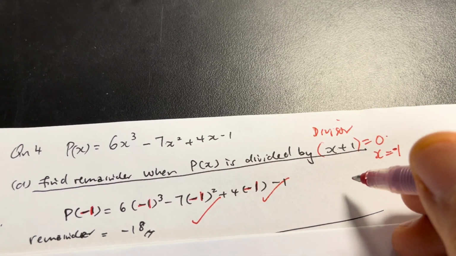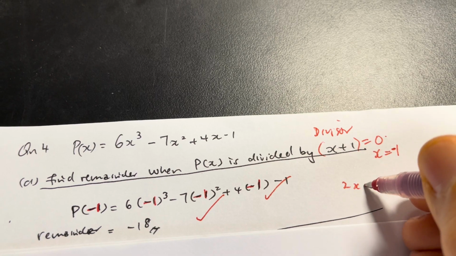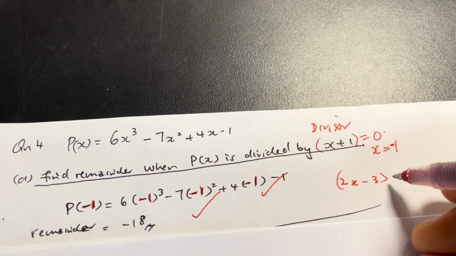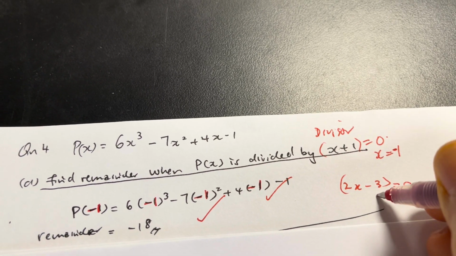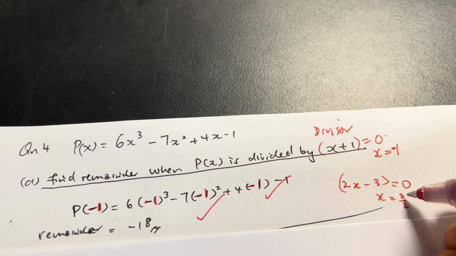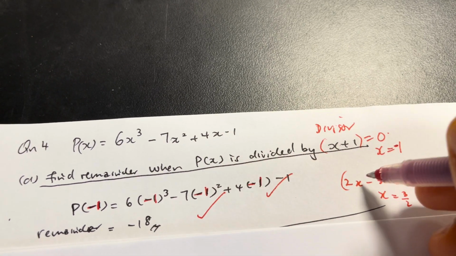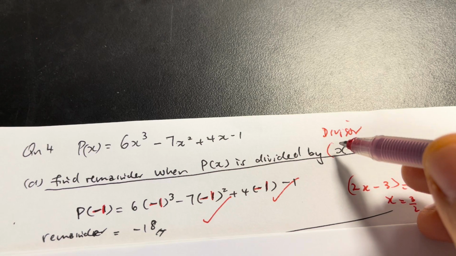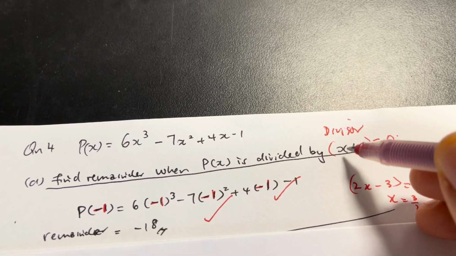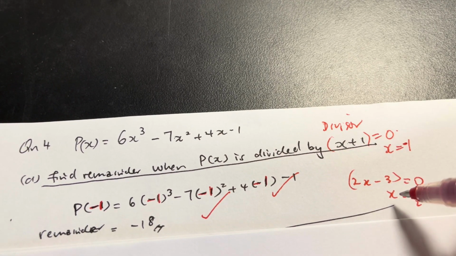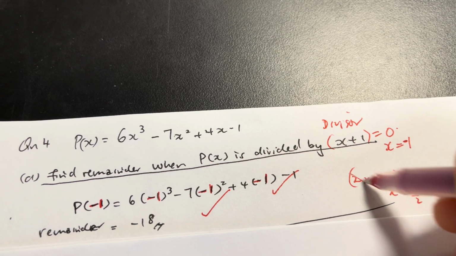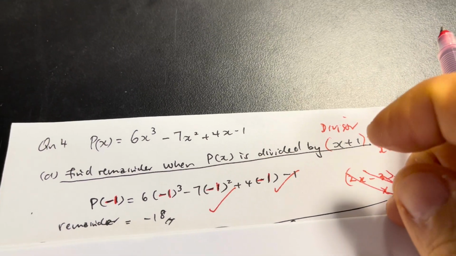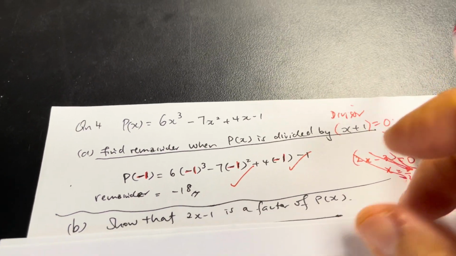Now let me just give you another example. If this is 2x minus, let's say 3, then you will set this to 0, which means the value you must sub in is this. This is just an example, because some of you are so used to seeing this, you don't know that the x can be a fraction.